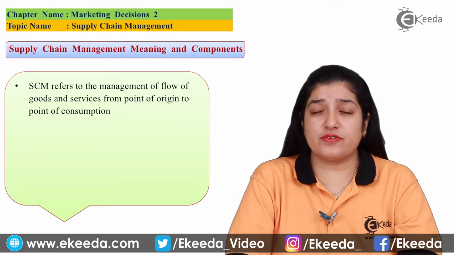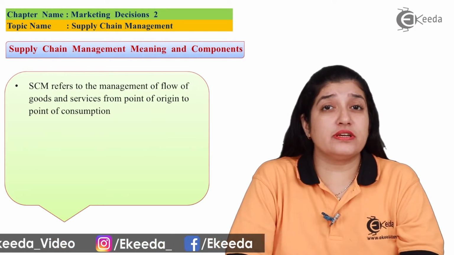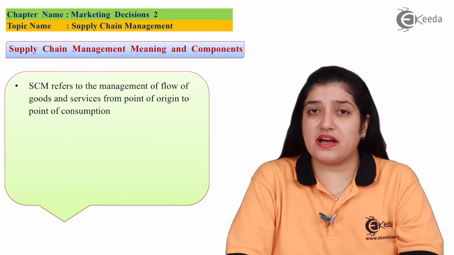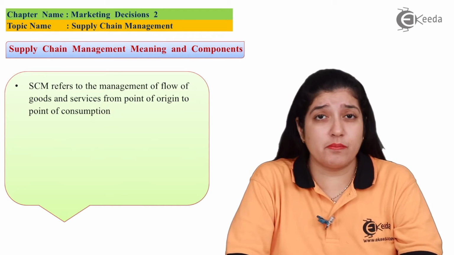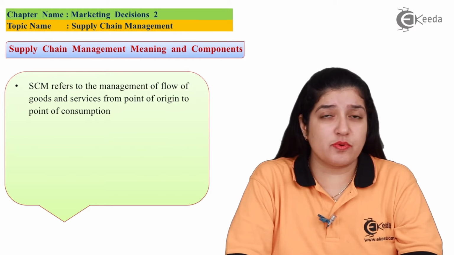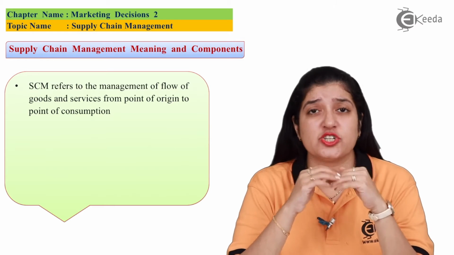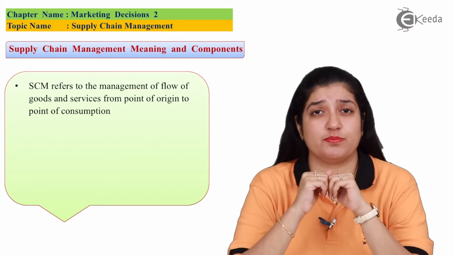What is the point of origin? For example, apples. Apples are grown in Kashmir. These apples are consumed by people in Mumbai. From Kashmir, these apples are transported to Mumbai, but you get these apples as fresh as they are in Kashmir.